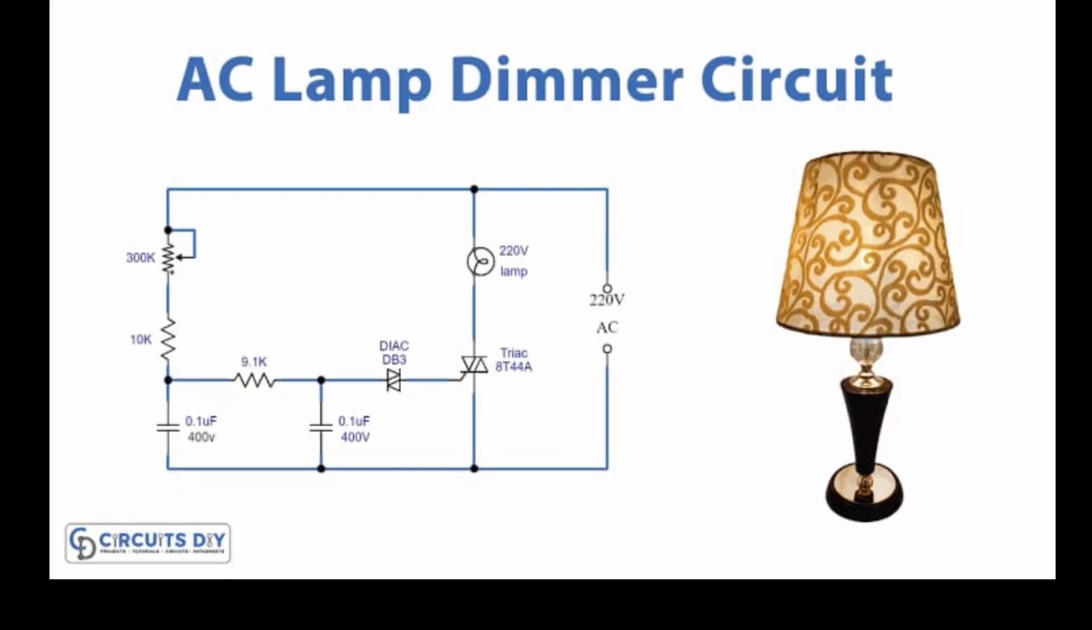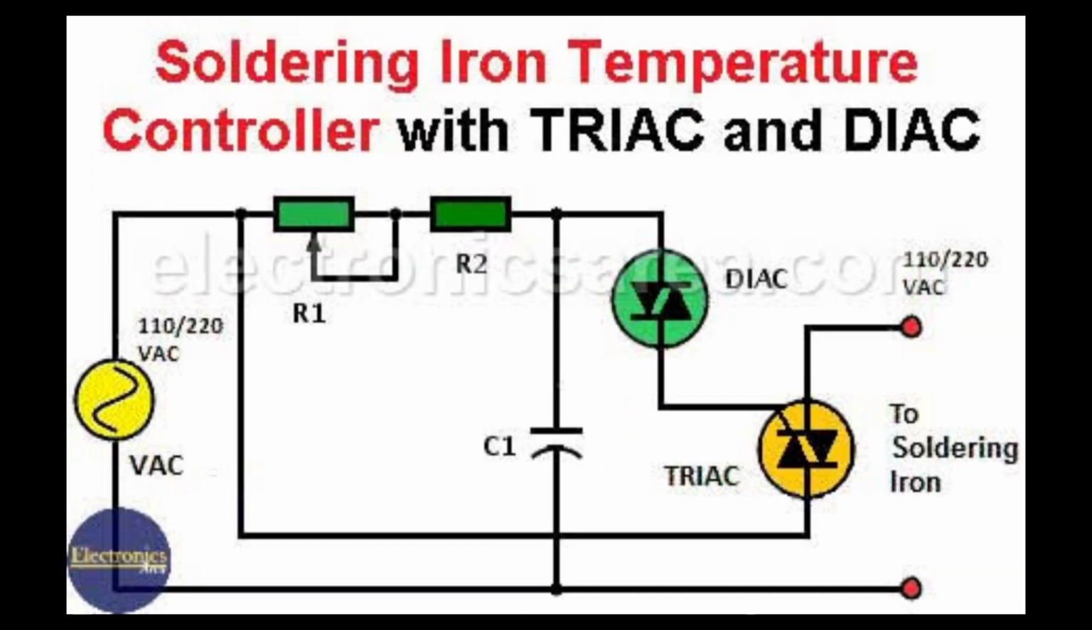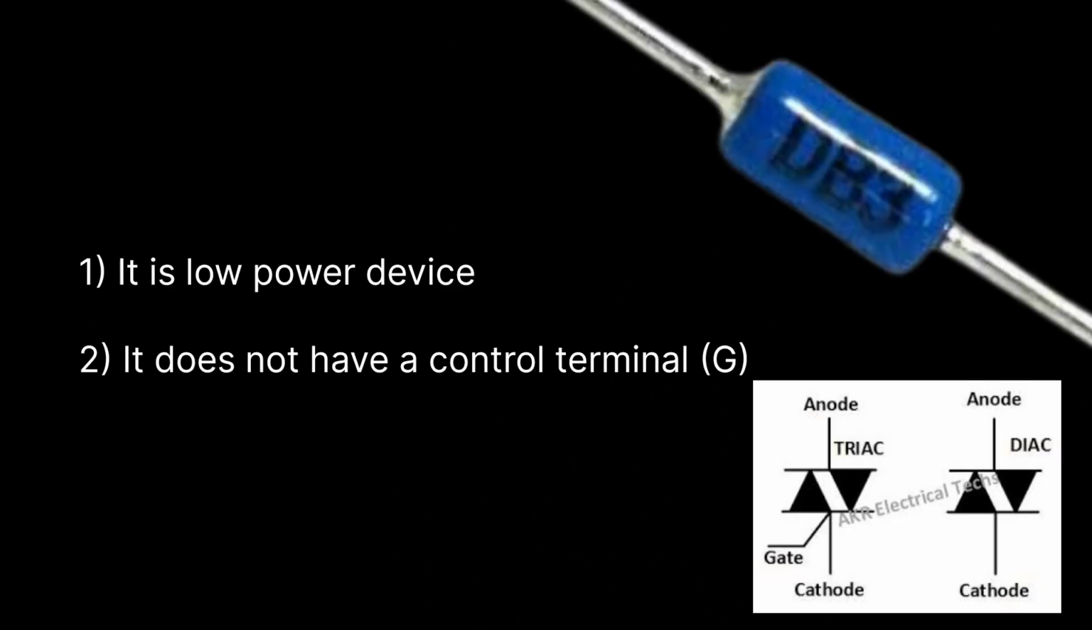The applications of DIAC: it is used in lamp dimmer, fan speed regulator, and temperature controller. Also, the disadvantages of DIAC is it is a low power device. It does not have a control terminal.